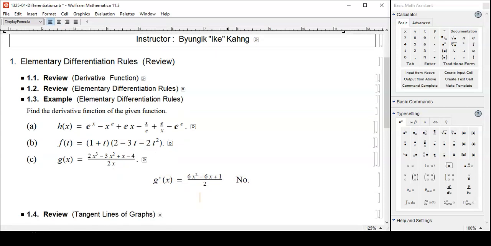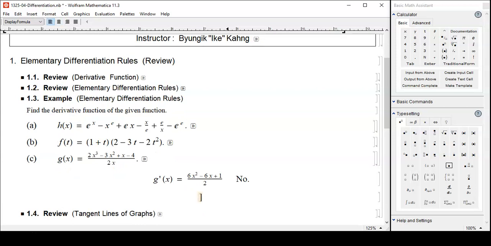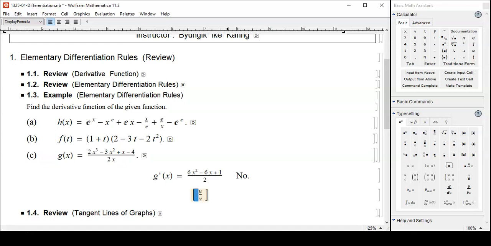What happened here? The derivative of quotient is not the quotient of the derivative. It doesn't work this way. Just like the product case. The derivative of product is not the product of the derivative. Likewise, the derivative of quotient is not the quotient of the derivatives. So it doesn't work this way.